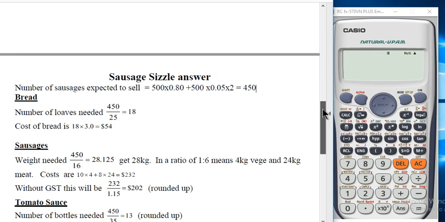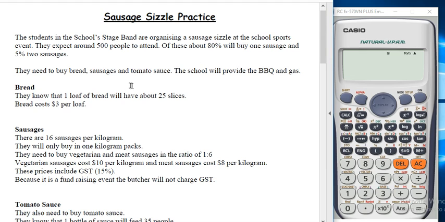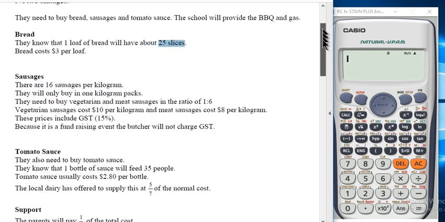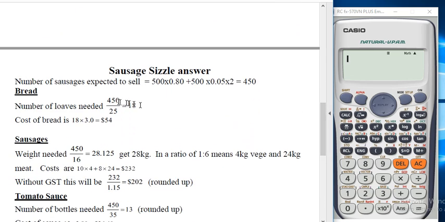Alright, so we're on to the next step, and the next step is to do it for bread. There are 25 slices inside one loaf. So we need to work out the number of loaves, and you've got to divide the number of sausages, because there's actually the same number of slices of bread. We're going to have 450 sausages, and so 450 slices of bread. Well, how many loaves is that? Well, you just divide it by 25.